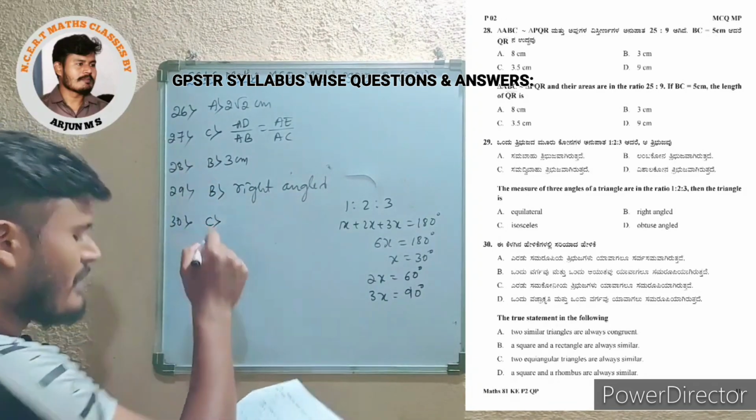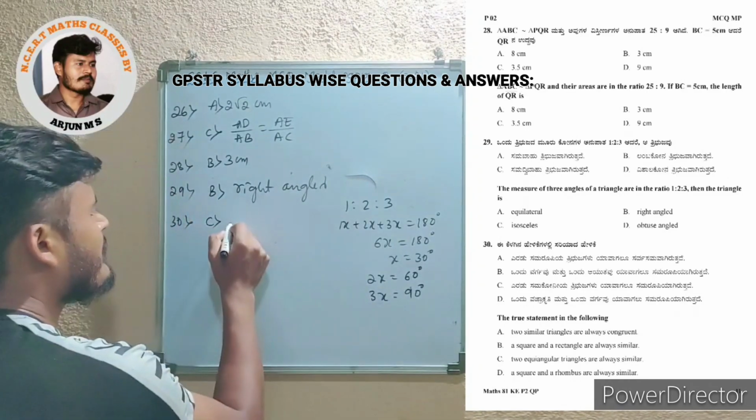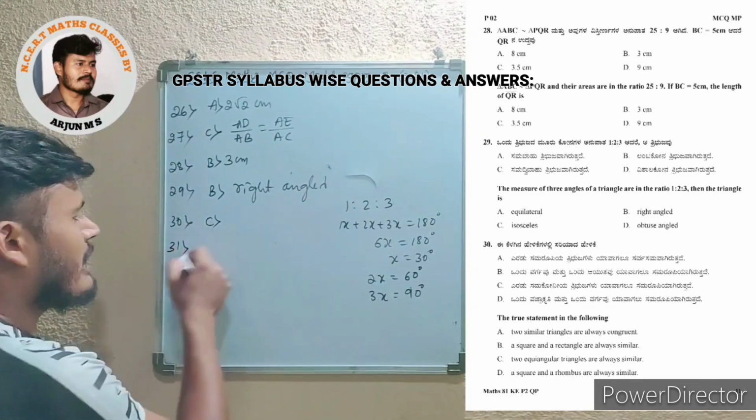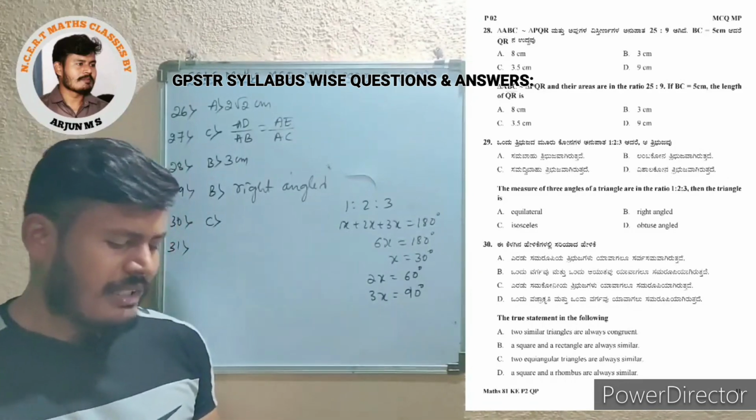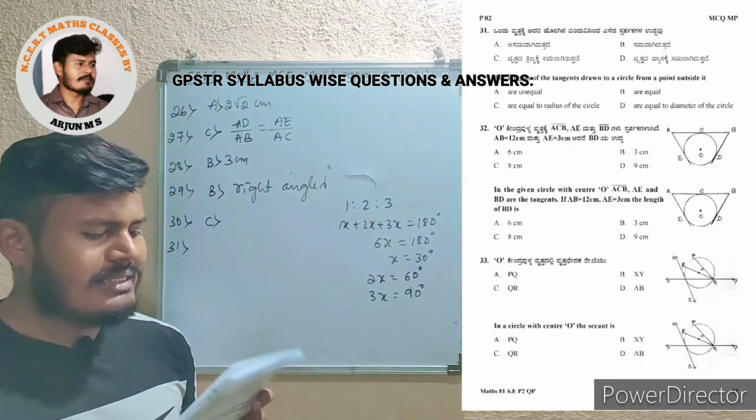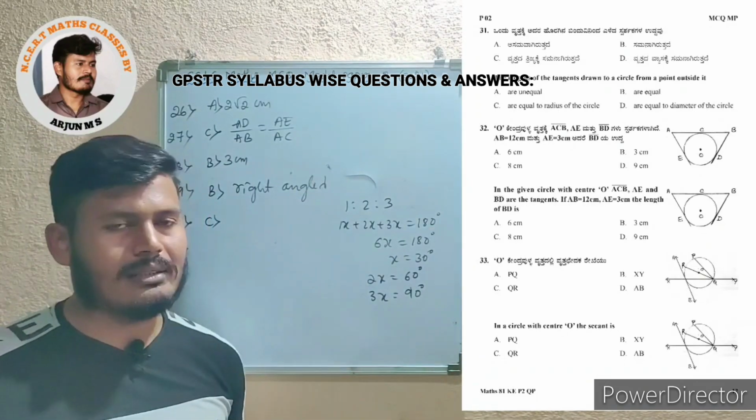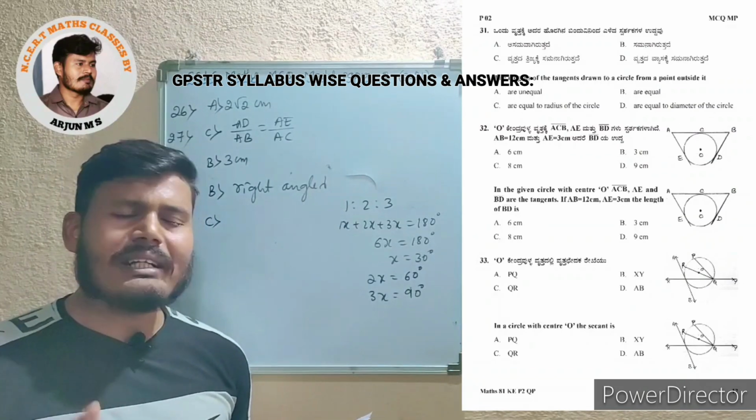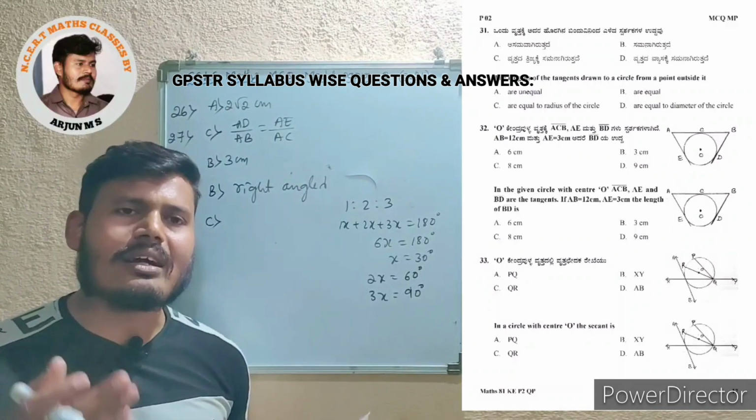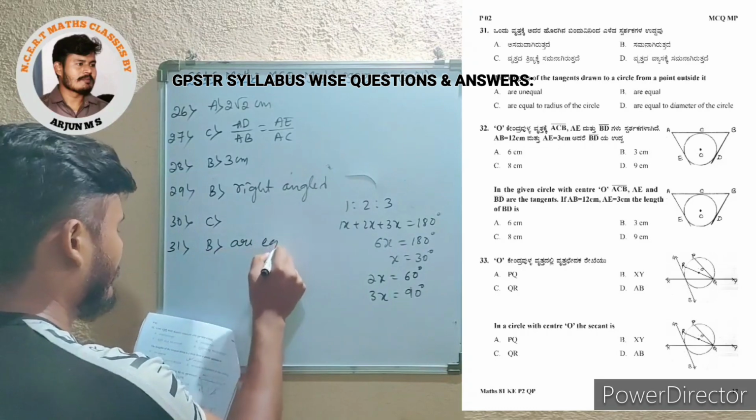Here option C. Two equiangular triangles are always similar. You just observe here, equiangular triangles are similar. Let us move to the 31st question. The lengths of the tangents drawn to a circle from a point outside it, both the lengths are equal. So option B is correct, they are equal.